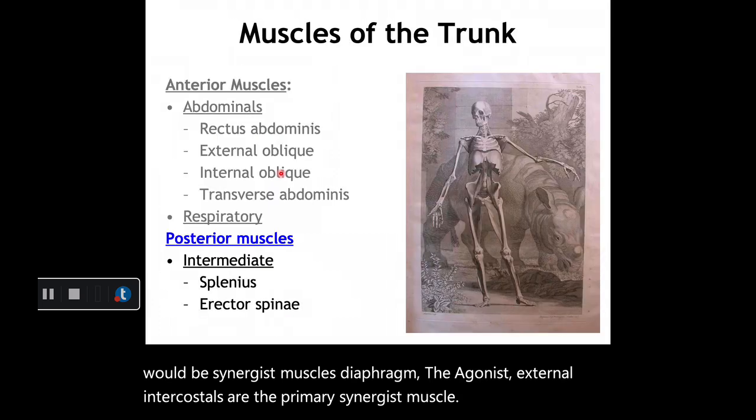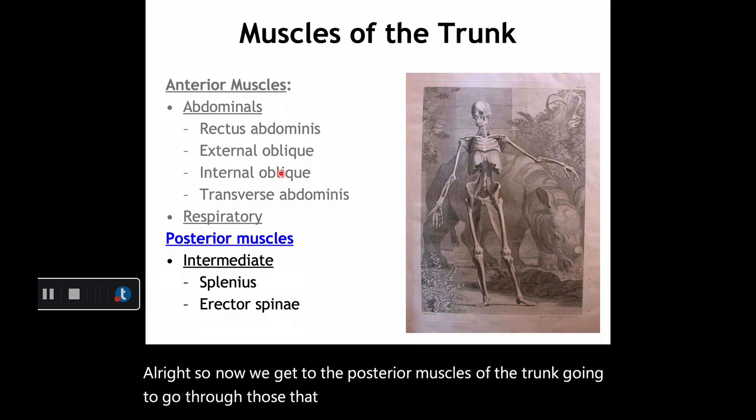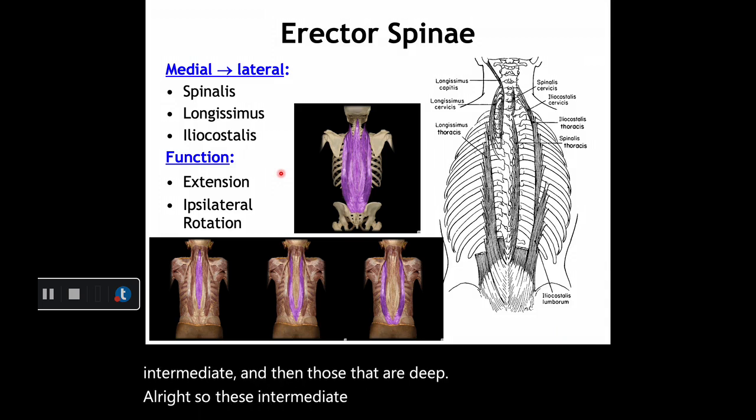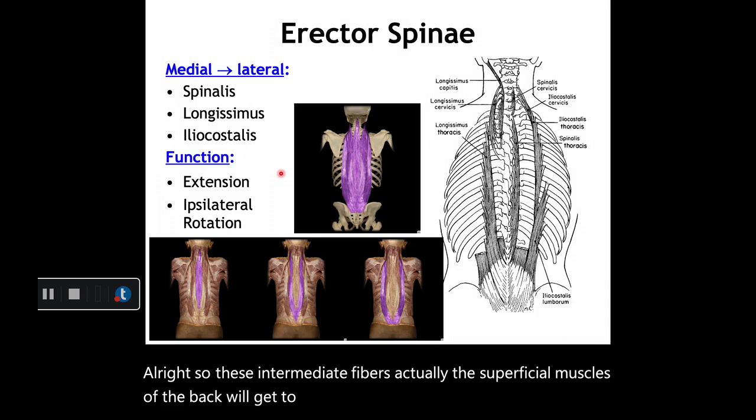All right, so now we get to the posterior muscles of the trunk. I'm going to go through those that are found superficially, and then intermediate, and then those that are deep. The superficial muscles of the back, we'll get to those. We're going to go deep to those first.